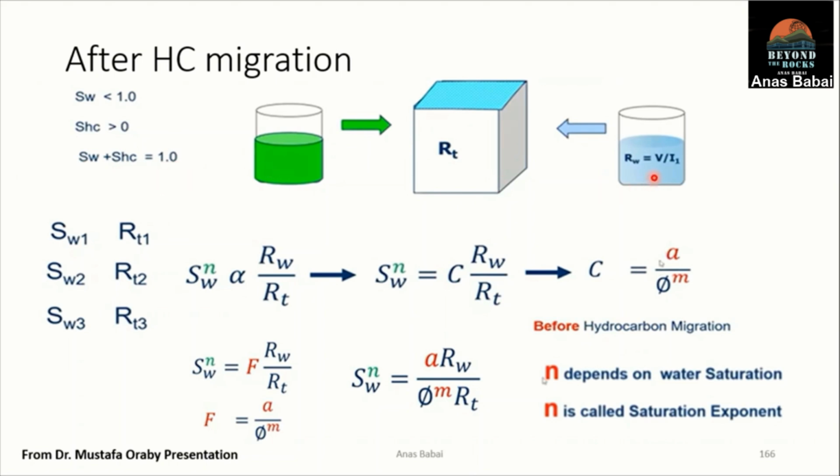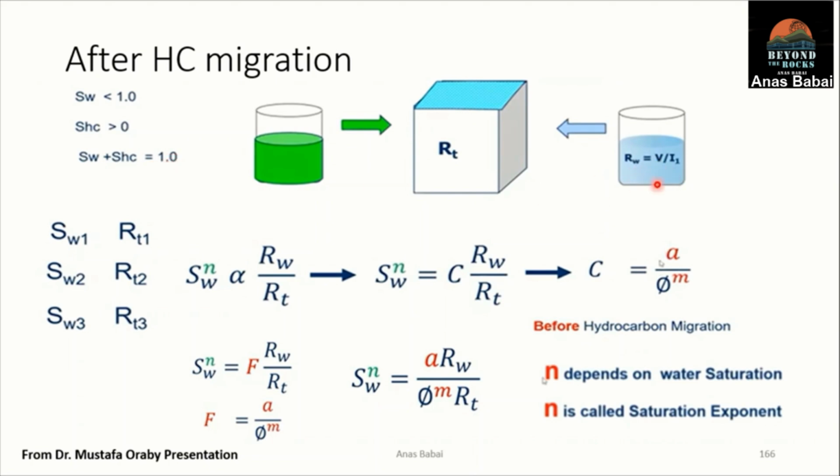So if we add 90% water, the hydrocarbon will be only 10%, and so on. Both of them should sum to 1. What Archie did is keep changing the water saturation and measure the total resistivity. How did he control the water saturation? As we said, simply by keeping the sum of both equal to 1.